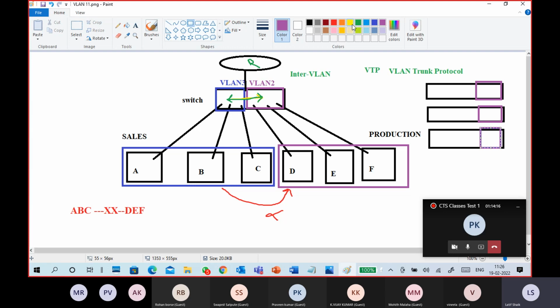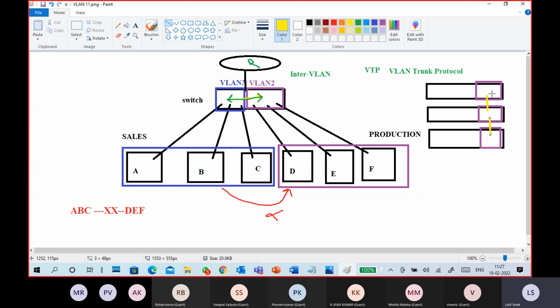I want to make a communication between these VLANs, so I can make it. VLAN 2 systems can communicate with VLAN 2 systems, the systems connected to this VLAN, this VLAN, and this VLAN. So all those systems are able to communicate with each other. To do that, we need VTP, the VLAN Trunk Protocol.